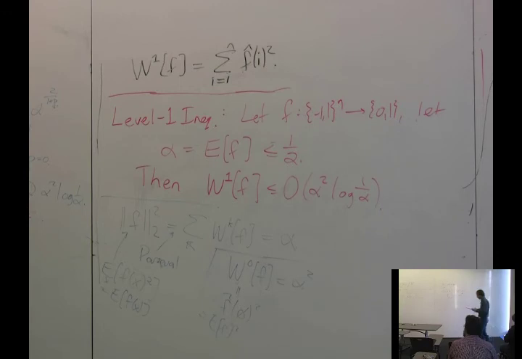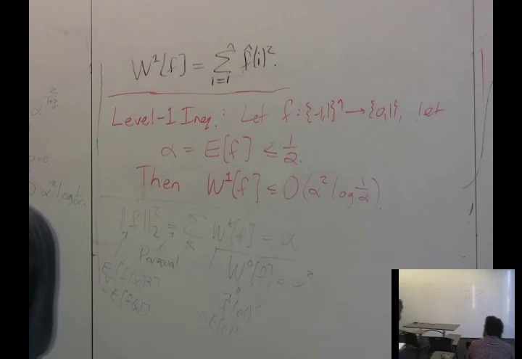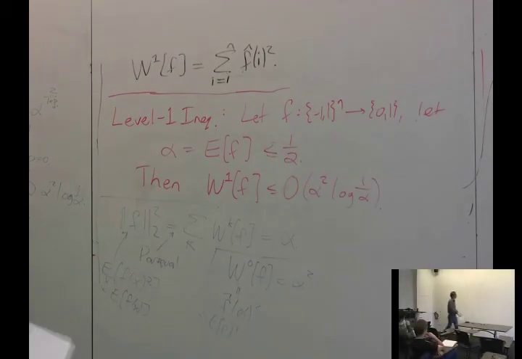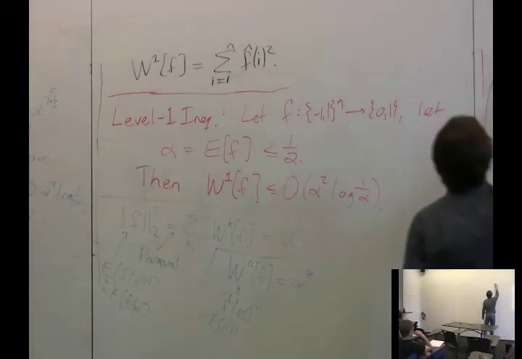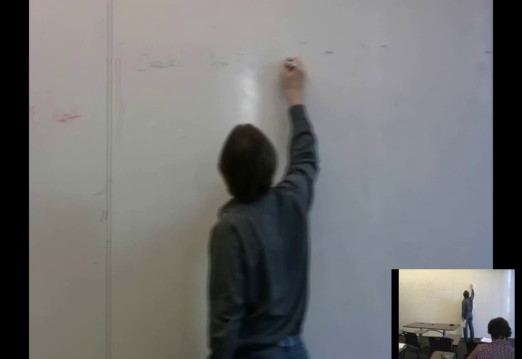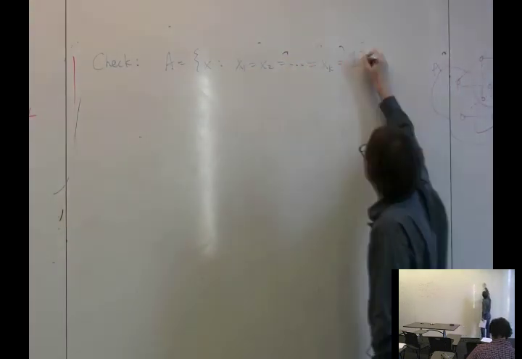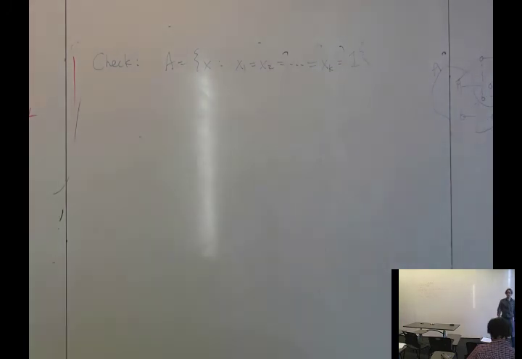OK. So that's one theorem we'll prove next time. Oh, and let me just give some illustrations of it as well. Let's check it on a couple of simple examples. So here's a nice set. A is the set of all x such that x1 equals x2 equals ... equals xk equals 1. So the indicator is like the AND function of k variables.